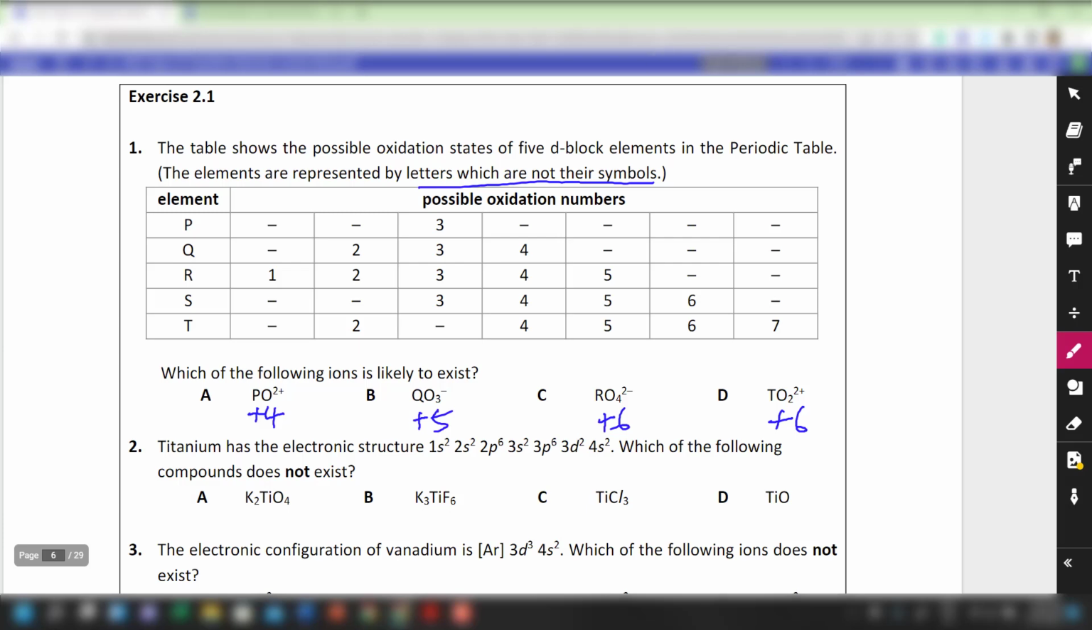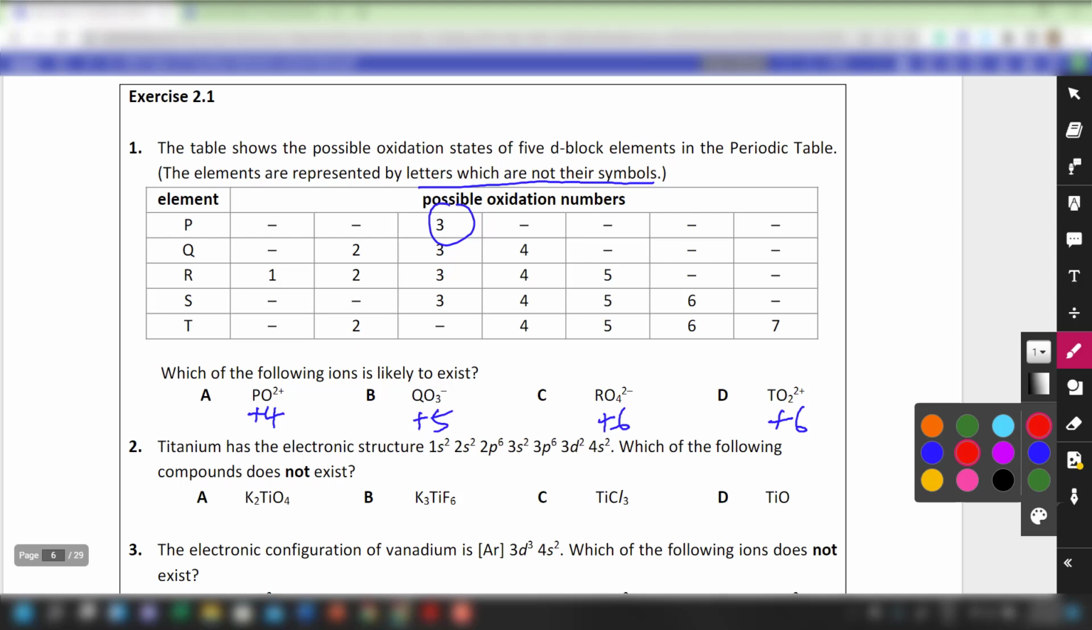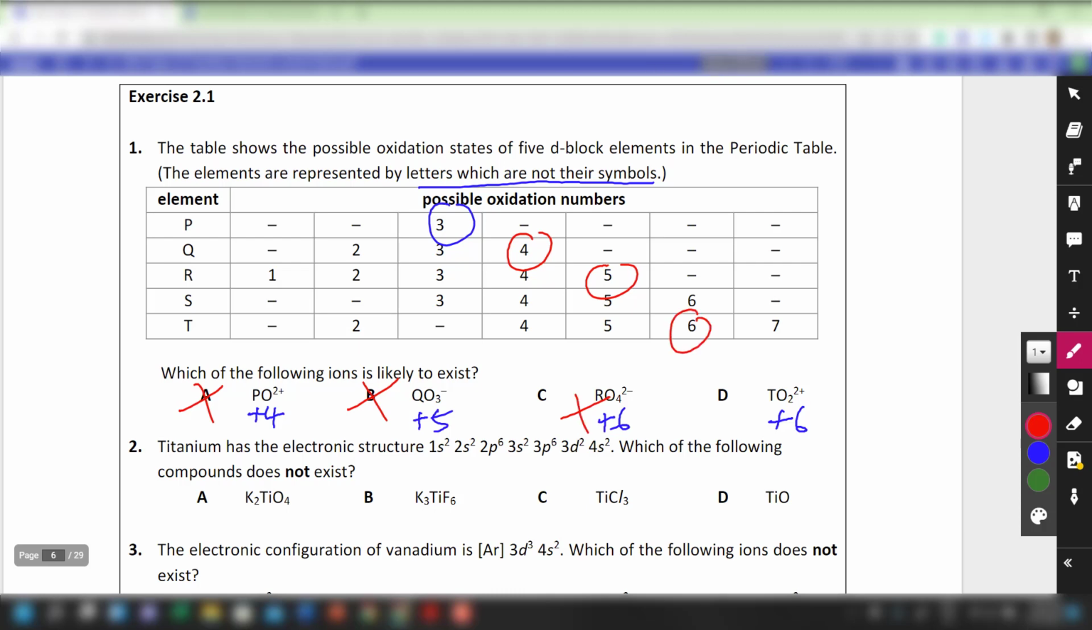The possible oxidation state for P is plus 3. So it doesn't quite match what we have here, so A cannot be the answer. The maximum oxidation state for Q seems to be plus 4, so this is plus 5. It doesn't match. Maximum oxidation state for R is plus 5 over here, but what was given is plus 6, so it doesn't match. Maximum oxidation state for T is plus 6. Okay, over here we have plus 6.